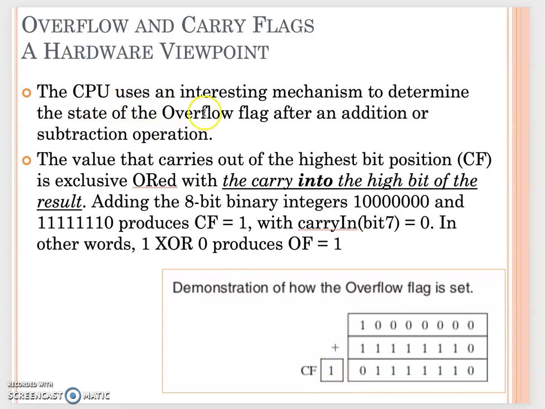The CPU uses an interesting mechanism to determine the state of the overflow flag after an addition or subtraction. First, after addition or subtraction, we can definitely decide the carry flag. Then after you decide the carry flag, remember we said the overflow flag is the carry flag inclusive OR with the carry into the highest bit result. So this one is the highest bit.